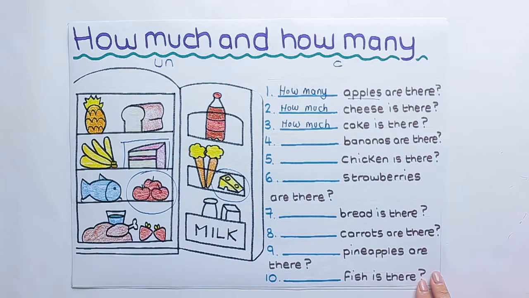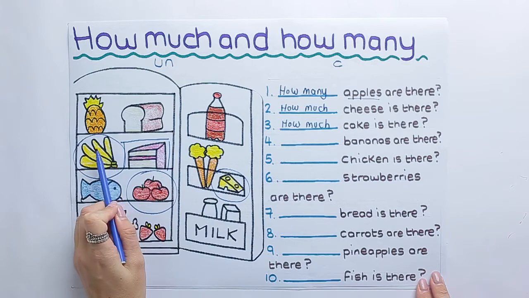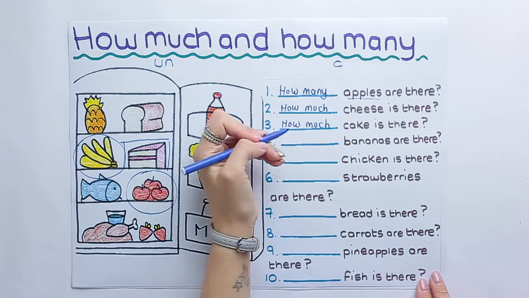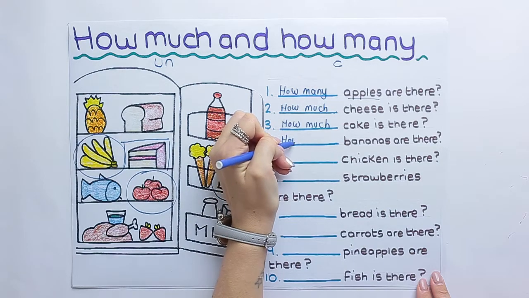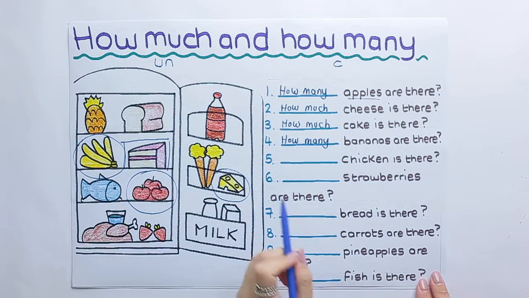Bananas are there. Can you count bananas? 1, 2, 3, 4. Yes. How many bananas are there? Number 5. Chicken is there.